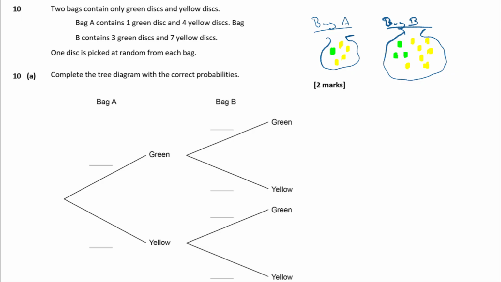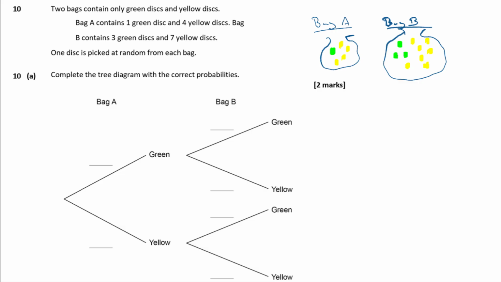So one disc is picked at random from each bag. This is an example of independent probability, because what I pick in bag A cannot in any way influence what I'm going to pick for bag B. If I had to pick something from bag A and then put it in bag B and then pick from bag B, it would be different. But I don't. I'm just picking from bag A and then I'm picking another one from bag B.